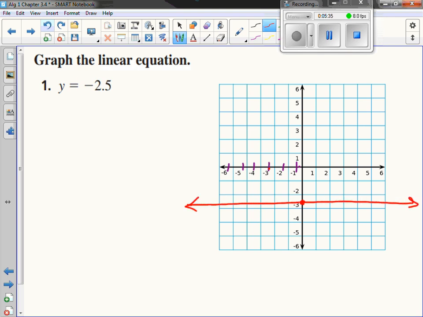This is the one we're supposed to have, yes? Because that's where y is equal to negative 2.5. Does that make sense? Because I got them flipped. I do that all the time if I'm not paying attention. Any questions on this so far? We're good with this here?